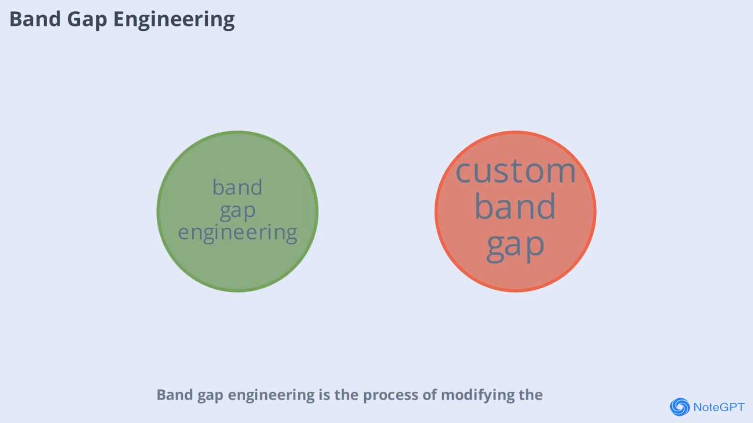Band gap engineering is the process of modifying the band gap of a material to suit specific applications. By combining different semiconductor materials or adjusting their composition, engineers can create custom band gaps. This technique is essential for designing advanced devices like multi-junction solar cells, high-speed transistors, and quantum dots. Band gap engineering opens up a world of possibilities in electronics and photonics.